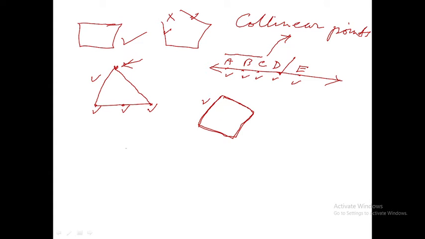Okay. The quadrilaterals are of various types. We shall come to that point later on. First, we shall see the angle sum property of a quadrilateral. So, if I draw a quadrilateral here, say it is ABCD. Join any two opposite vertices. So, we have joined BD.